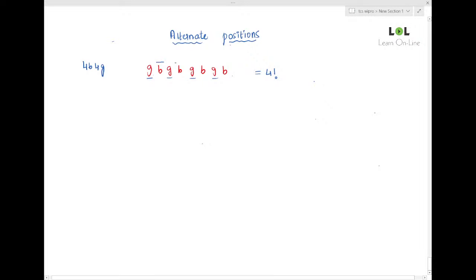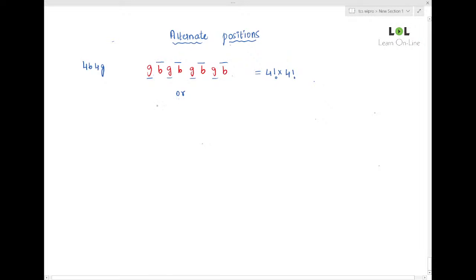Again, boys must sit in only these places. 4 boys, 4 places. Again, they can be arranged in 4 factorial ways. So girls 4 factorial ways, and 'and' means multiplication, boys 4 factorial ways. This is one method.